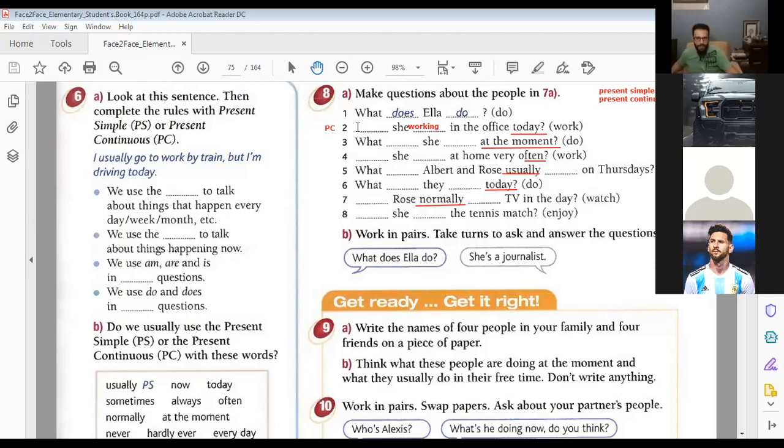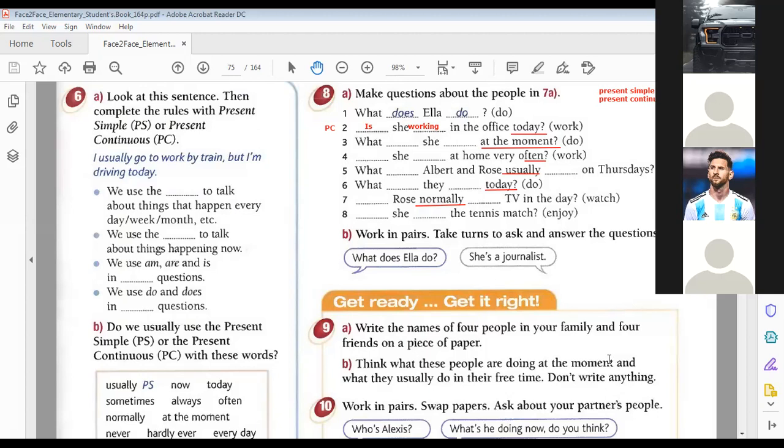Yes. Because we agreed that the auxiliary that goes with the present continuous is is, am and are, right? Do and does don't go with the continuous. Do and does only go with the simple. Very good, Rashid. Is she working in the office today? And what's the answer, Rashid? Yes, she is. Yes, she is. Correct. Okay, number 3.